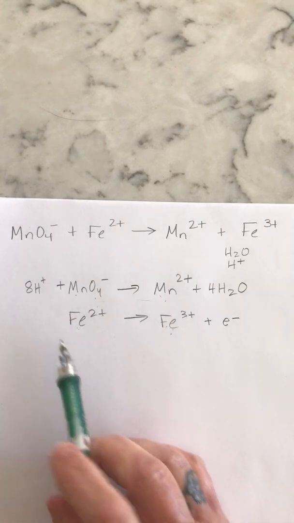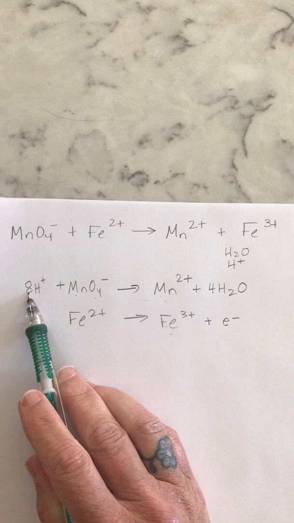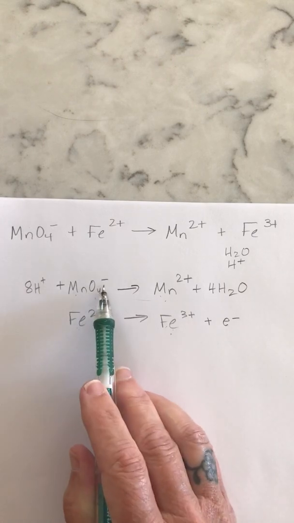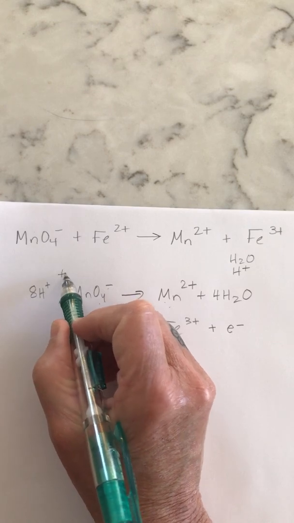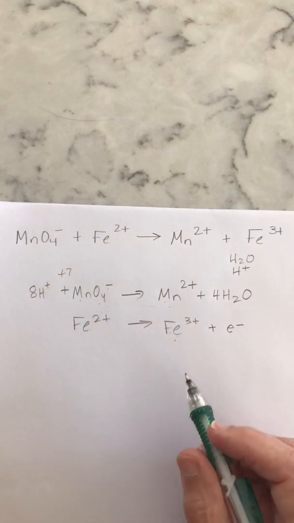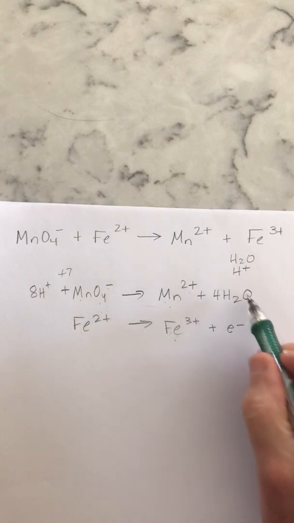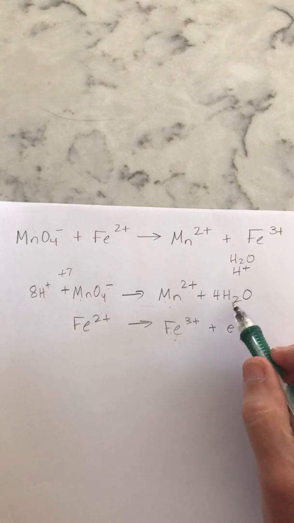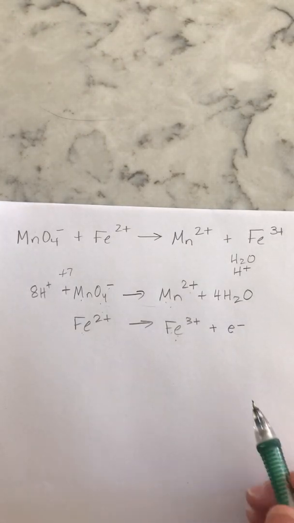Now the one above it is a little bit more challenging because we want to make sure we use the coefficients. So we have 8 positive 1s and then we have an overall -1. So our total charge here is a +7. On the right side then we have a +2 here and we have 0 because there's no charge showing on the water. Again, we're adding negative. Electrons are negative, so where would we add the electrons and how many to make the two sides equal?